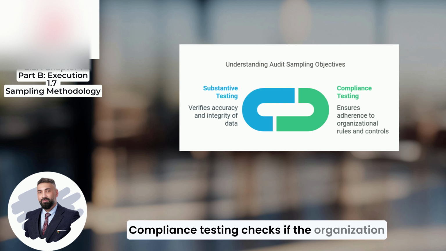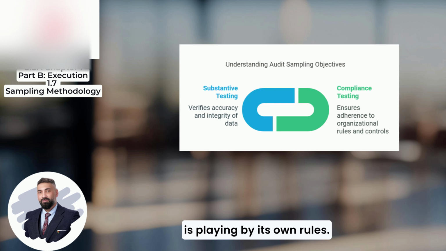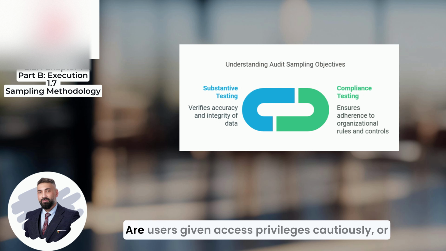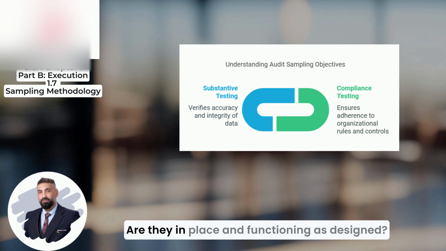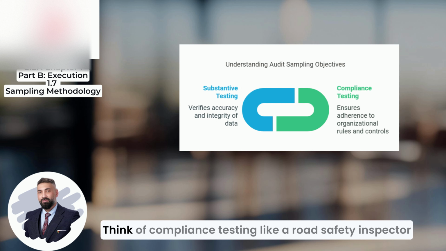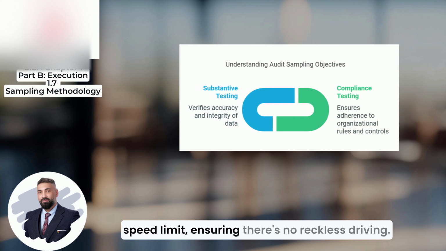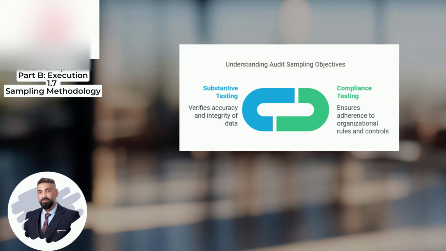Compliance testing checks if the organization is playing by its own rules. For example, is there a policy to approve system changes? Are users given access privileges cautiously, or is access granted without proper procedures? Here, the focus is on controls. Are they in place and functioning as designed? Think of compliance testing like a road safety inspector checking whether cars on the freeway are following the speed limit, ensuring there's no reckless driving.